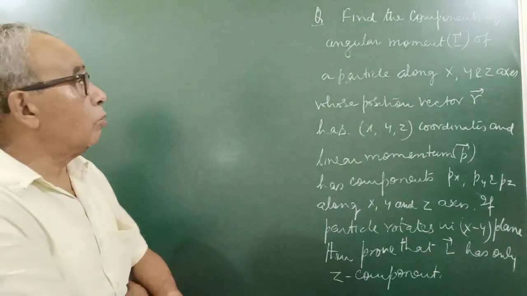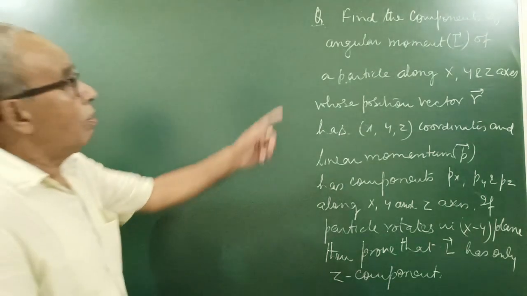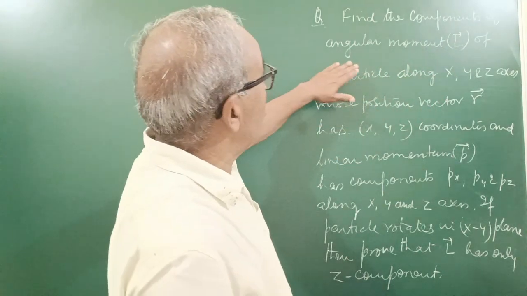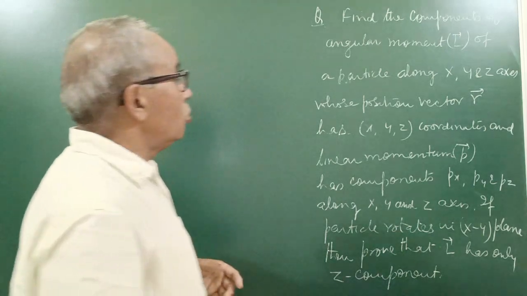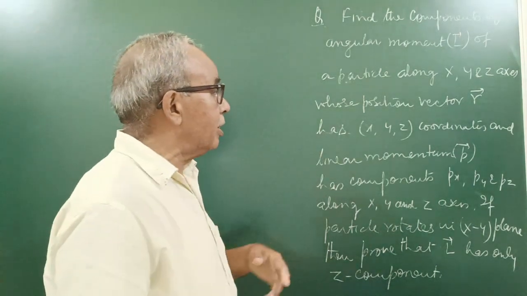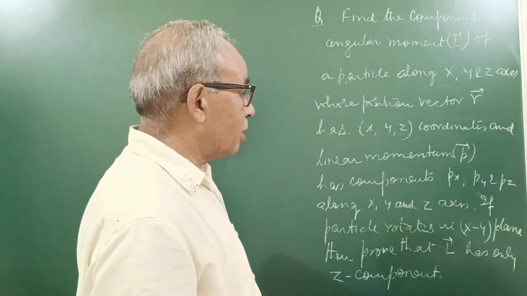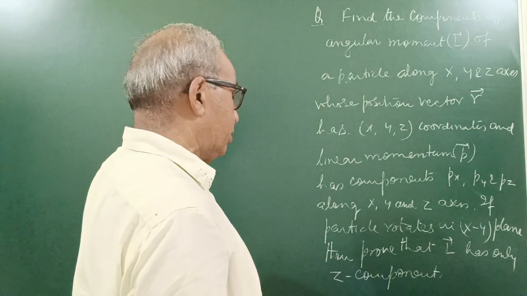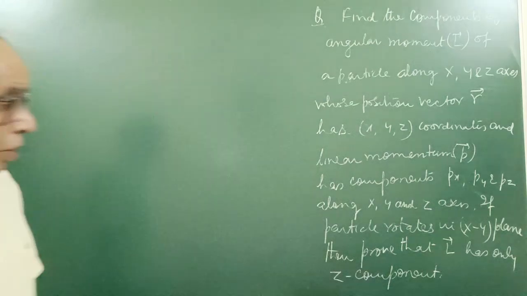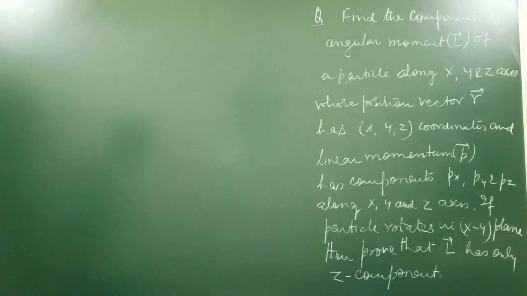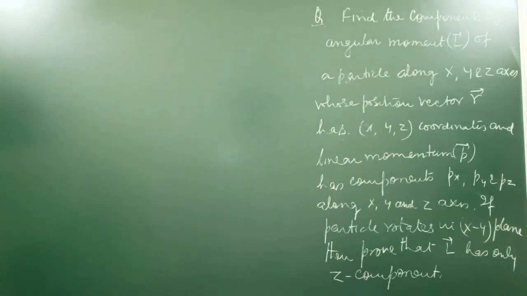Yes, dear student, there is a very good question for class 11 students in rotational motion. Find the components of angular momentum L of a particle along the x, y, z axes, whose position vector r has x, y, z coordinates and linear momentum p has components px, py, pz along the x, y, z axes. If the particle rotates in the xy plane, then prove that vector L has only a z component.